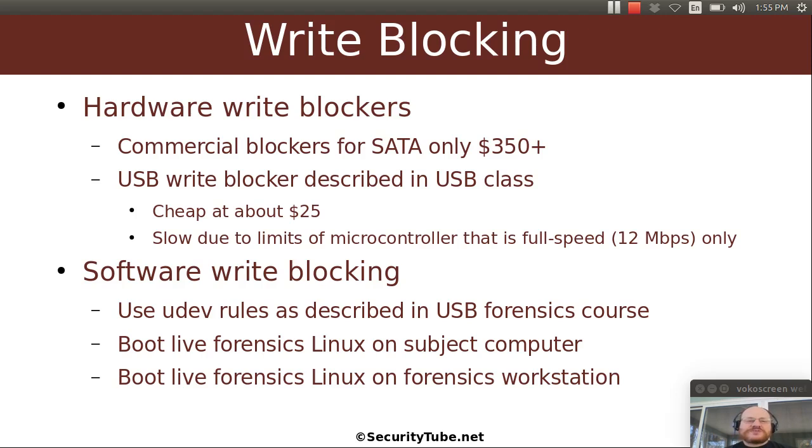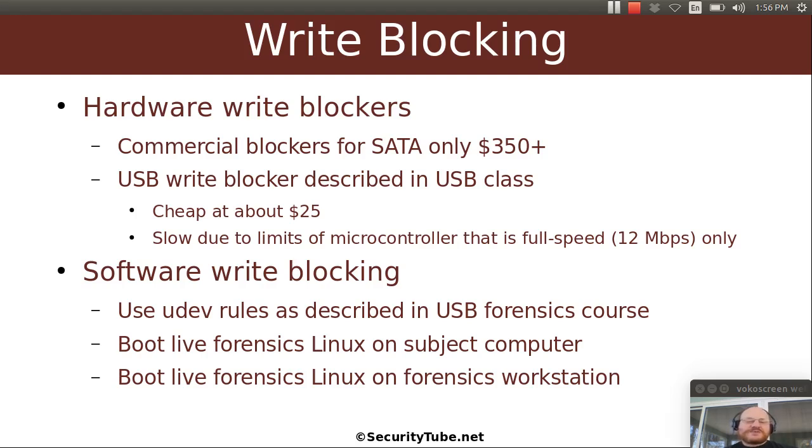Now there are commercial hardware write blockers available out there. Typically they work with only one kind of drive, although SATA is pretty much the standard today. They are out there for $350 or more, so they're not cheap. You can also use the USB write blocker as described in the USB forensics class here at Pentester Academy. The nice thing about these, they're cheap. They cost you about $25, but they're very slow.